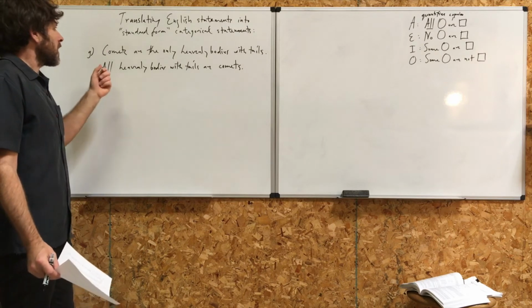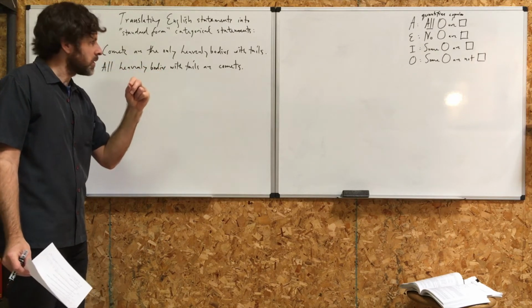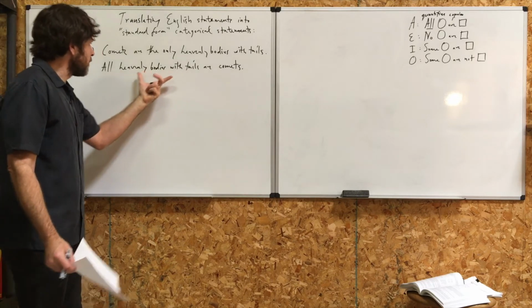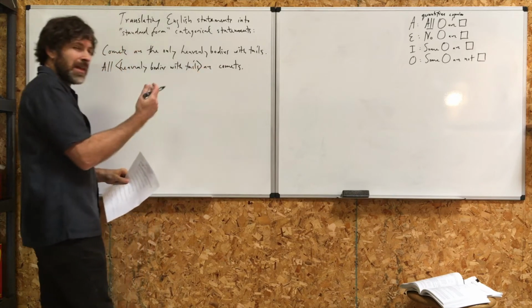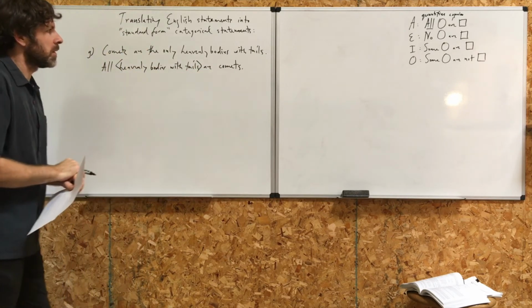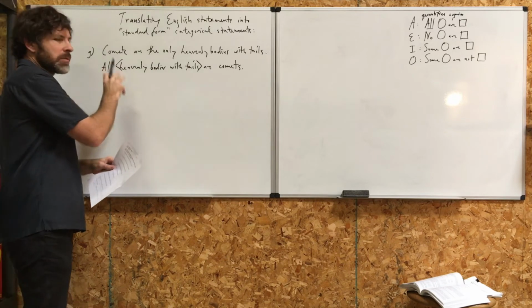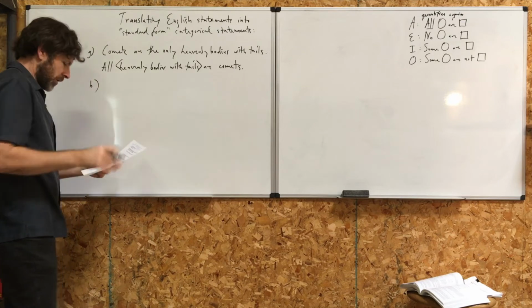Okay? It's actually talking about all heavenly bodies with tails. It's not talking about all comets. You notice that? So the subject term is heavenly bodies with tails. See that? It's not talking about all comets. It's only talking about all heavenly bodies with tails. This one's a little bit tricky, so look at this one carefully. Okay.